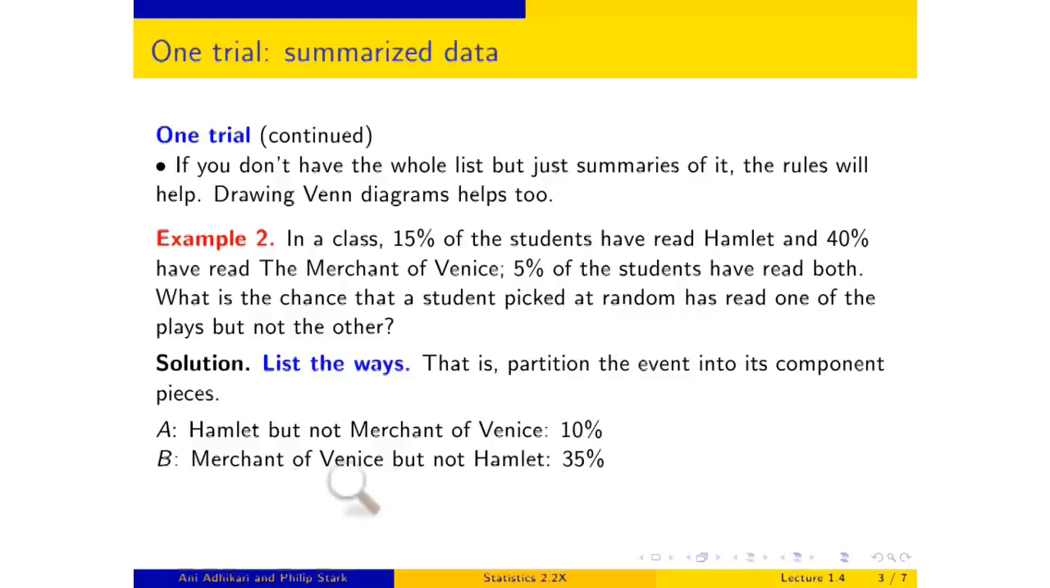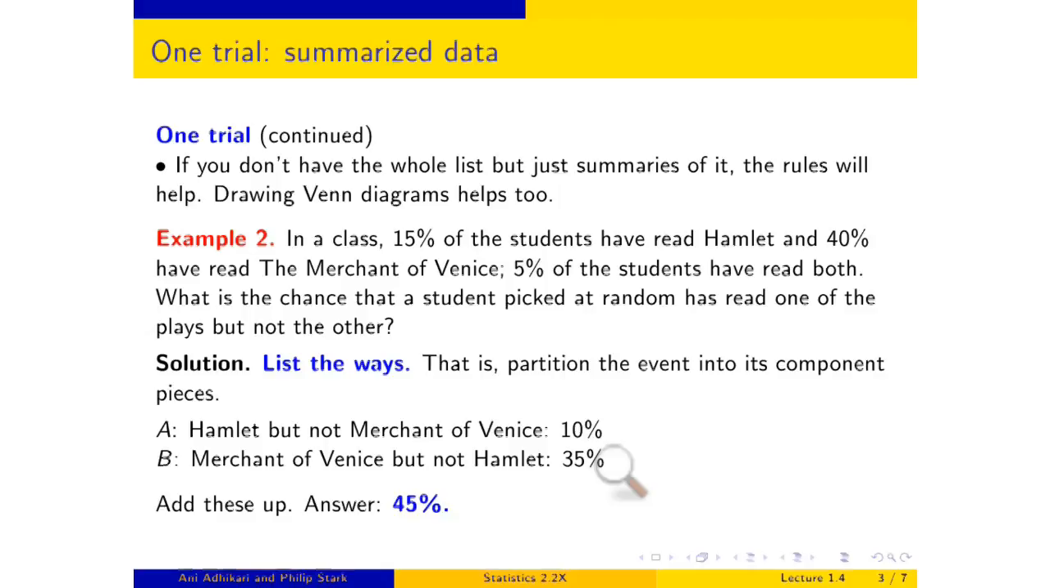Similarly, the percent that have read Merchant of Venice but not Hamlet is 40% minus 5%, and that's 35. So what you've got is this is the size of your Hamlet blob that doesn't include the overlap, and this is the size of your Merchant of Venice blob that doesn't include the overlap. And what do you want? Exactly, you want the total. And your answer is 45%.